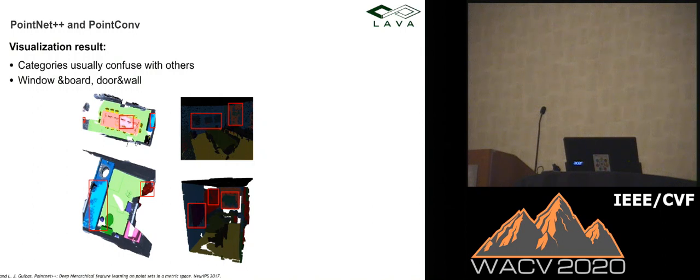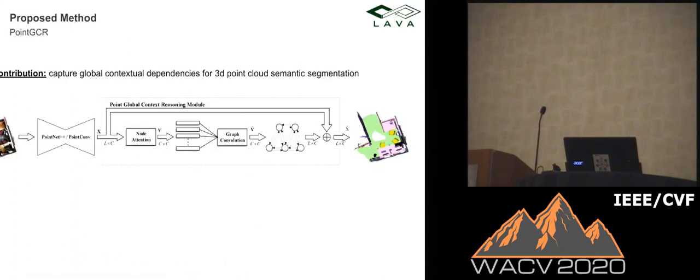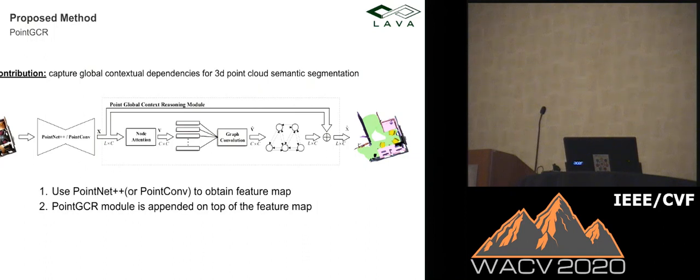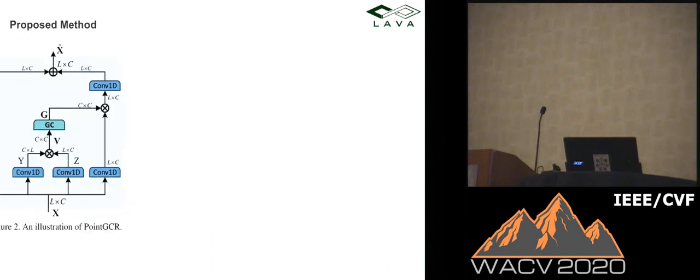So in order to capture global long-range dependencies, we proposed the Point Global Context Reasoning Module, namely Point GCR. Our method is shown above. Given a point cloud, we first use an encoder-decoder network to obtain a point-wise feature map. Then our Point GCR module is appended on top of the feature map to achieve accurate point cloud segmentation. The implementation details of our Point GCR module are shown above.